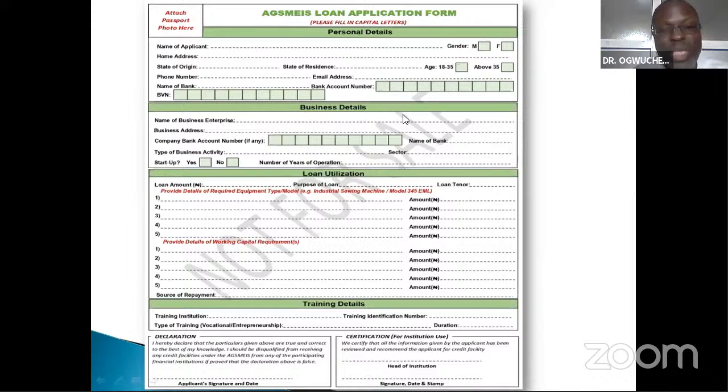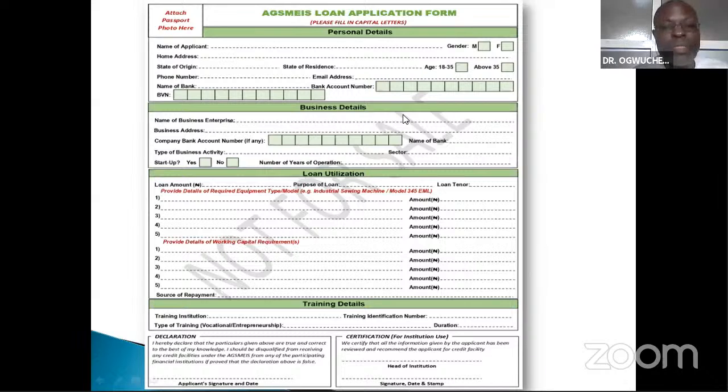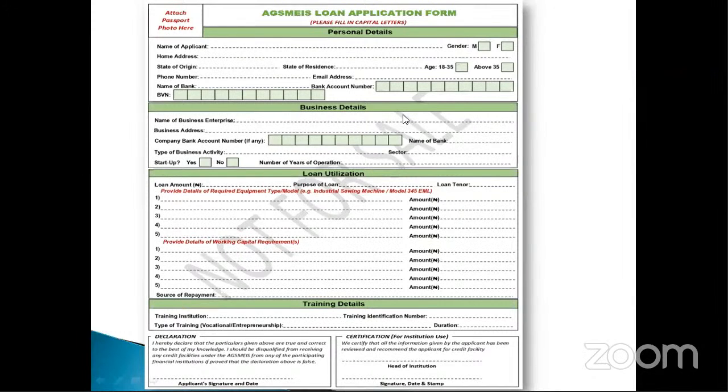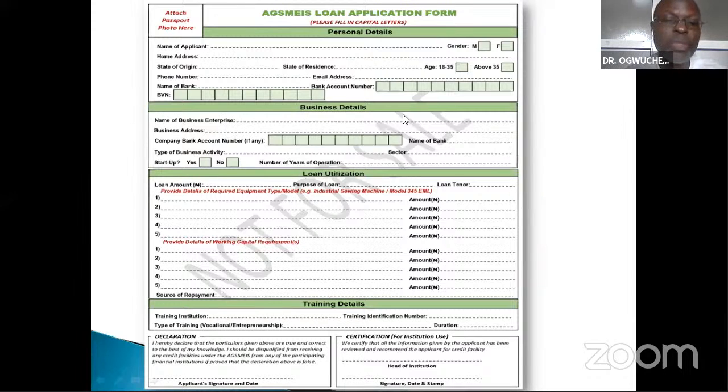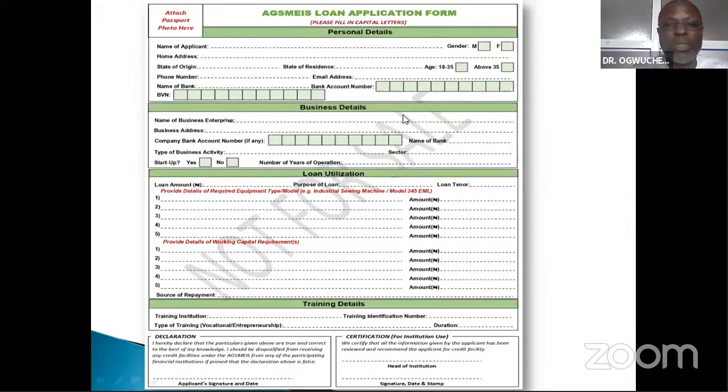Then type of business activity and sector, we have already looked at that element. So you give us the name of the business activity. If it's poultry, if it's fishery, you indicate that, and then the sector is mutual. Is it a startup? Yes or no? If it's a startup, you say yes. If it's not, then no. If it's not a startup, then of course you indicate the number of years of operation.